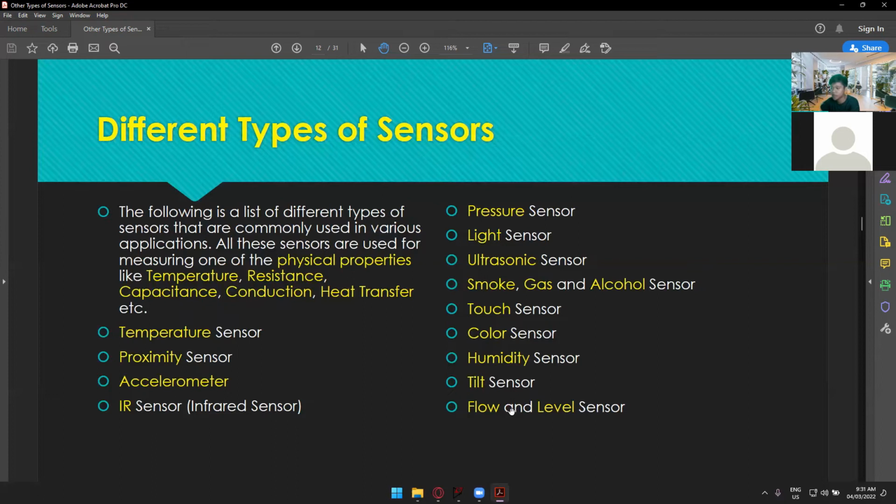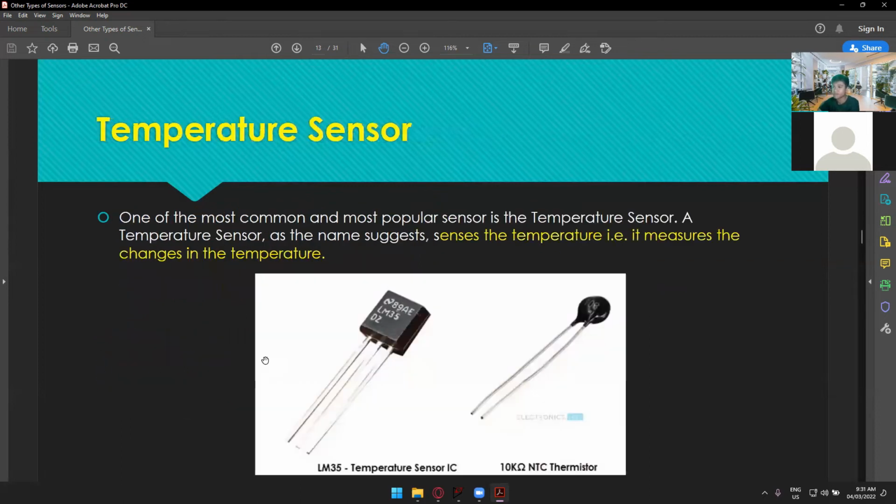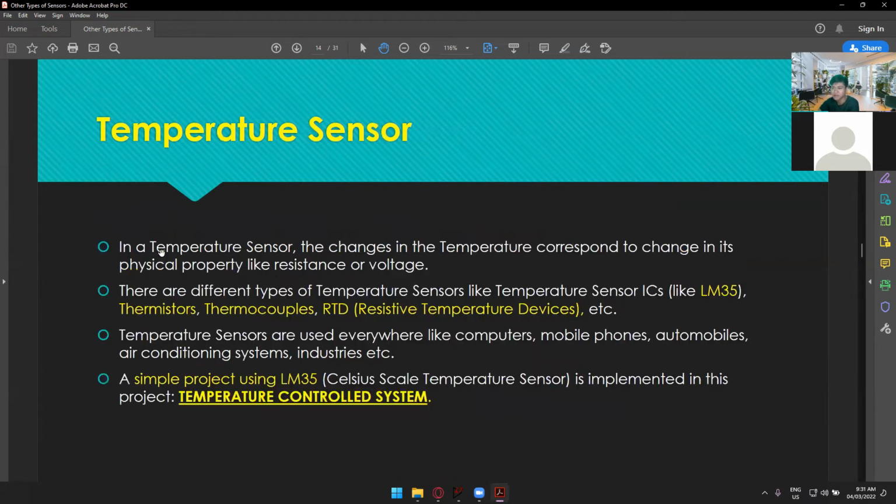So there are probably more that are not included here, but these are already the common types of sensors. So we have here the temperature sensor. Well, I will not explain this one anymore since it is very obvious. A temperature sensor senses the temperature. Period. That's it. And then more explanation regarding the temperature sensor, wherein it could use an IC, which is an LM35, thermistor, thermocouples, RTD, and so on and so forth.